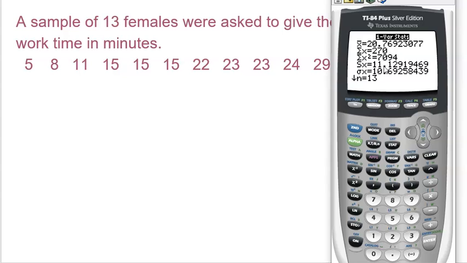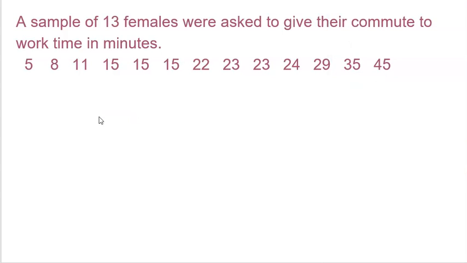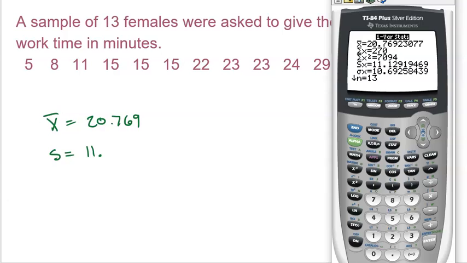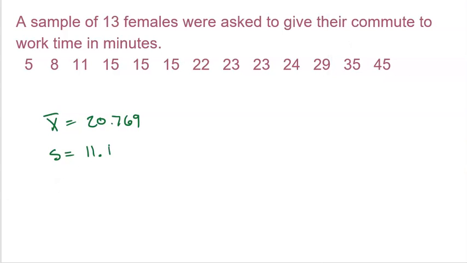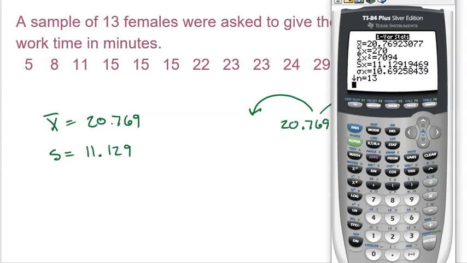That's huge, 11.129. So let's come back to our data. The mean was 20.769, and the standard deviation was 11.129. So remember, this means that most data is going to be centered around the mean. So here's the mean. Most data is going to be 1 standard deviation above, so that's adding 11.129, to 1 standard deviation below. Okay, so let's actually go and do that.